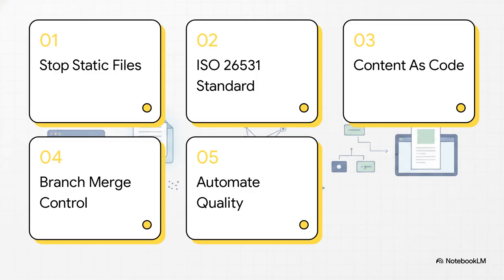Here is our roadmap for the Explainer. First, why we have to stop using static files. Second, the ISO 26531 standard. Third, treating content as code. Fourth, how to branch, merge, and control. And finally, automating quality and validation.